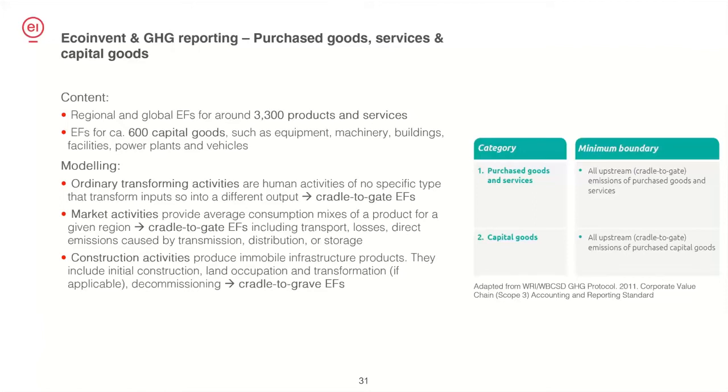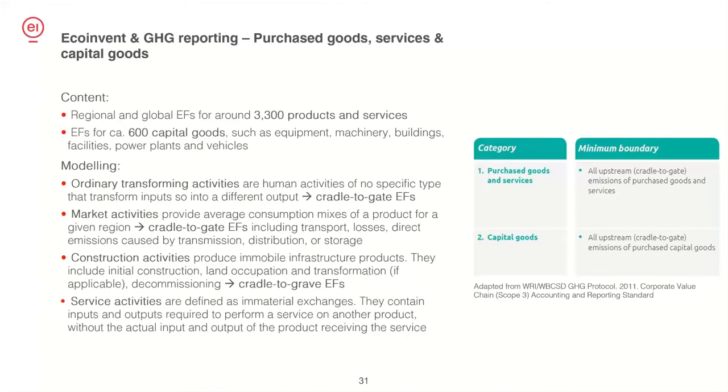Then we also have so-called construction activities. Those activities produce immobile infrastructure, and they include the initial construction, land occupation and transformation, but also the decommissioning of the infrastructure. So in the case of construction activities, we are talking about cradle-to-grave emission factors.